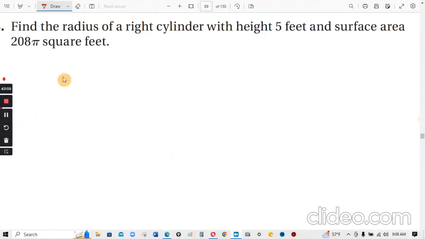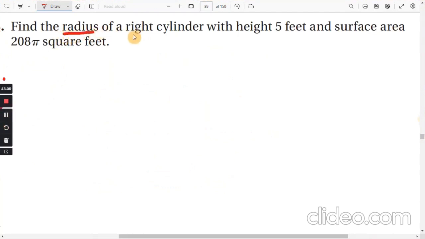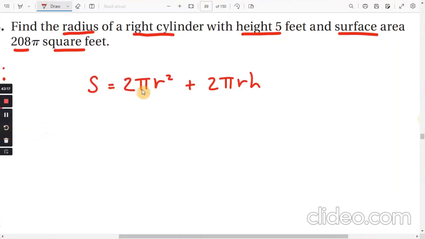Okay, last one. They want us to find the radius of a right cylinder with a height of 5 feet and a surface area of 208 pi square feet. All right, so here's the formula, and I'll give you a hint. You're going to have to plug in 208 pi in place of the surface area for S, and you can get rid of that pi by dividing both sides by pi.